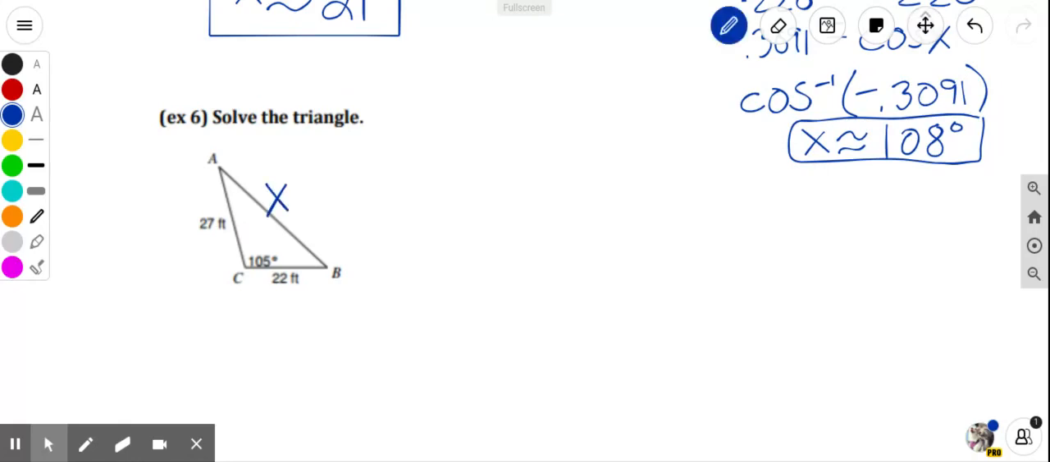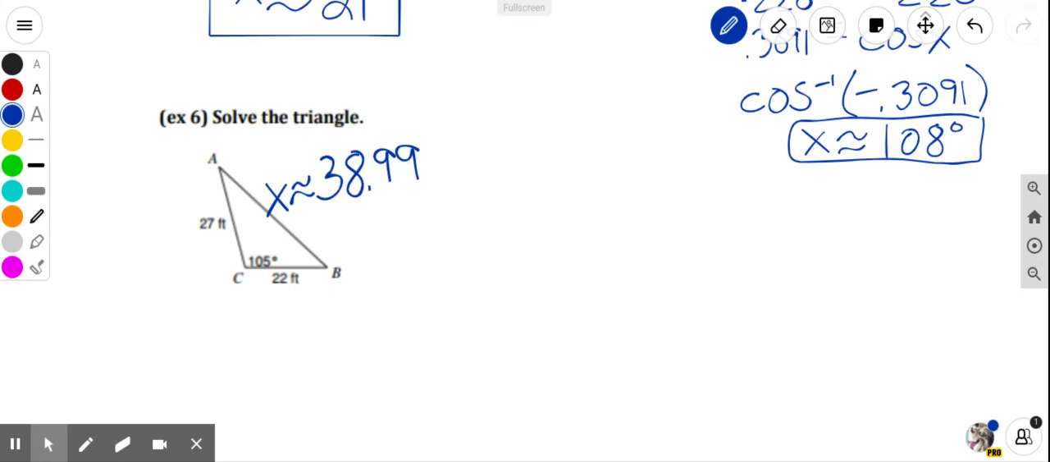Why don't you guys actually pause the video and take a minute and try to find X? So what X ends up being is 38.99. And this is the setup if you didn't get that.